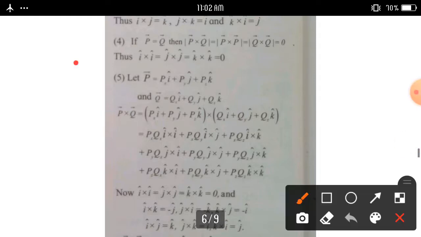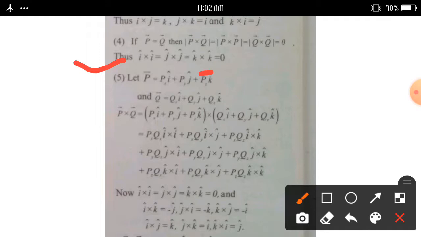Fourth characteristic, if p bar is equal to q bar, then p bar cross q bar is equal to p bar cross p bar is equal to q bar cross q bar is equal to 0. Thus i cap cross i cap is equal to j cap cross j cap is equal to k cap cross k cap is equal to 0. We take the vector product of the same vector, then the vector product is also 0 here.